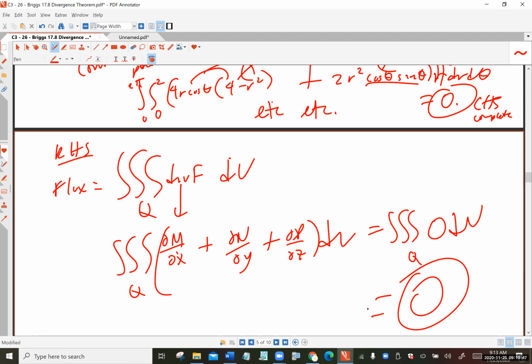So is this a source, a sink, or neither? Neither. They call it incompressible. All right, whatever. Okay, any questions so far on the divergence theorem? Aren't you excited? It's really cool.